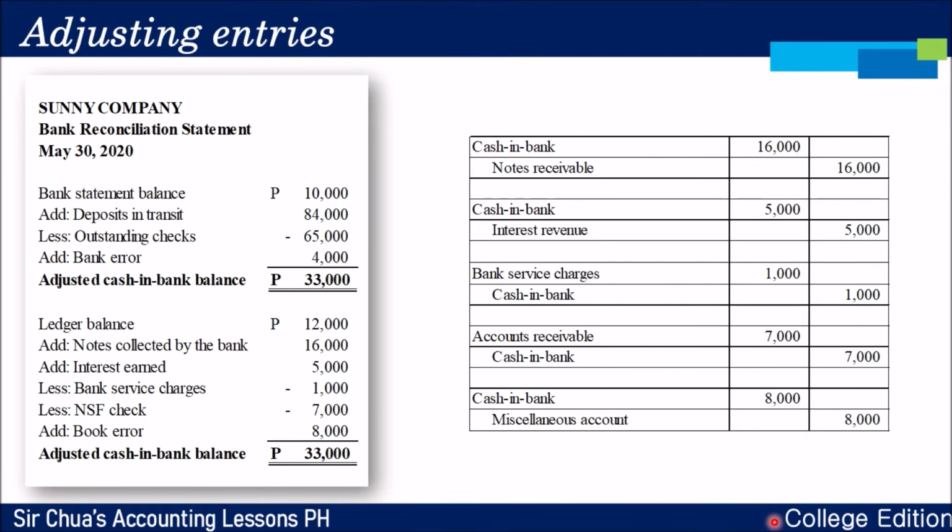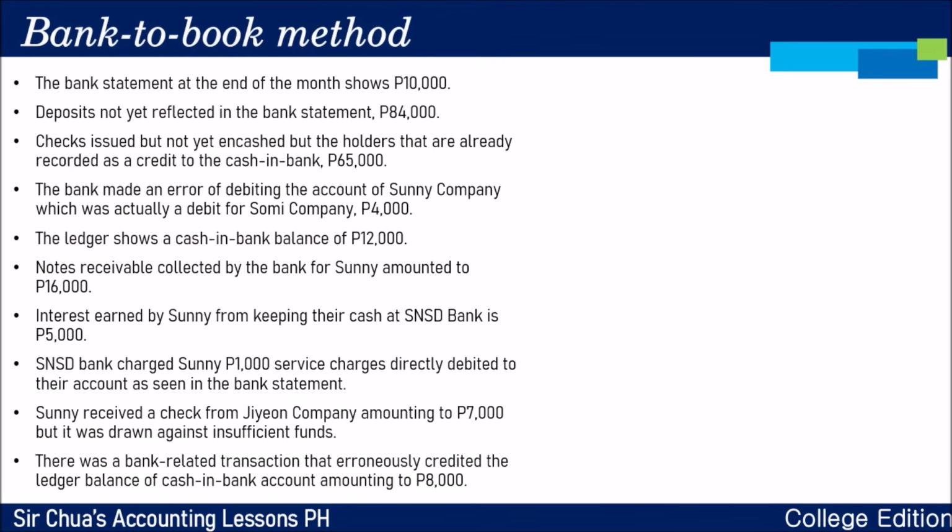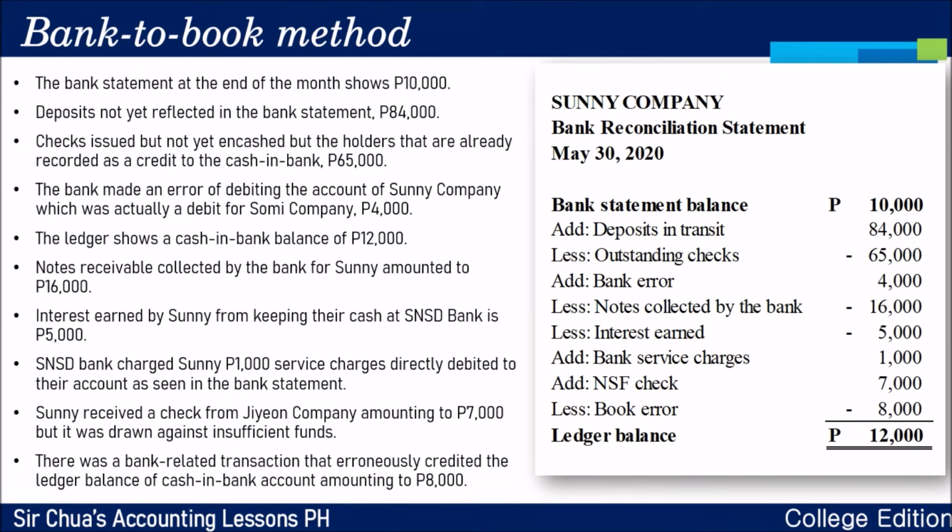Awesome. Okay, so doon naman po tayo sa bank to book method. Pag bank to book method naman po, as you can see, we start with your bank statement balance and we add deposit in transit, outstanding check, and your error. Pero yung analysis nyo na po on the book reconciling items, pabaliktad na po para mauwi ka po sa ledger balance. Okay? So from the bank statement balance of 10,000, we arrived at the ledger balance of 12,000.